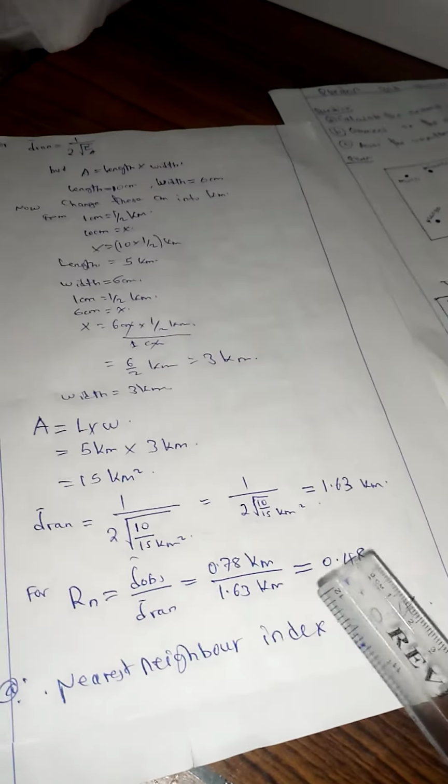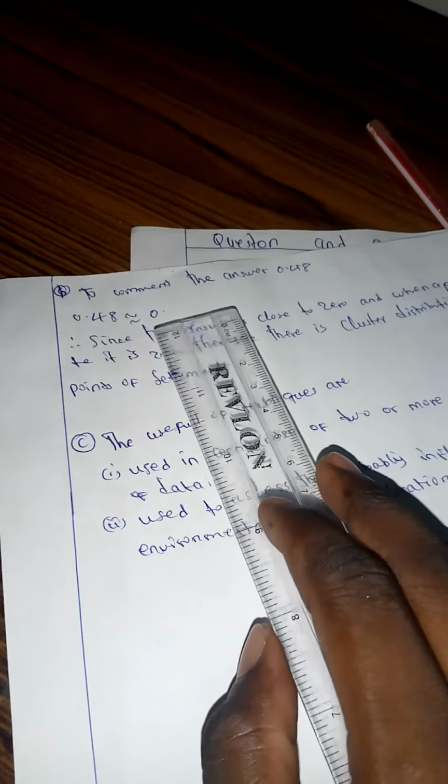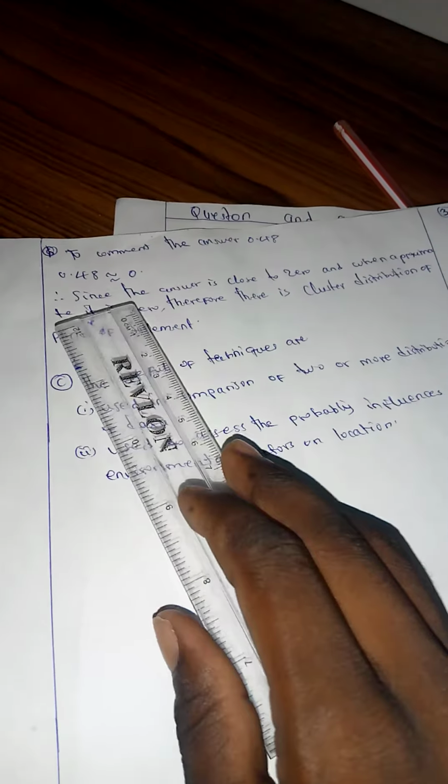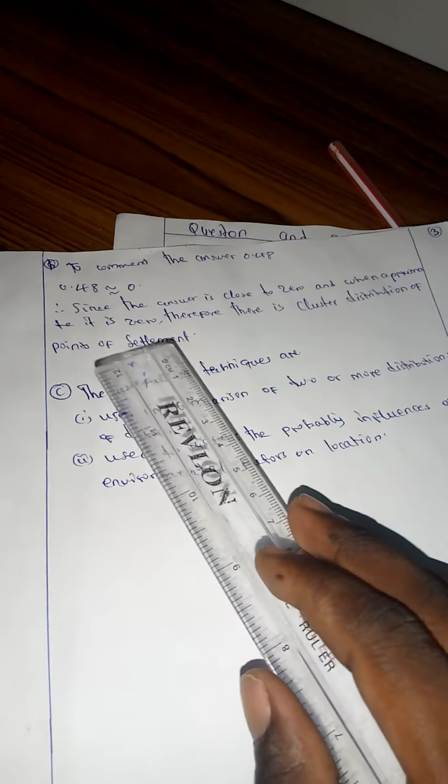Therefore nearest neighbor index will be 0.48. Now we continue. B. Now we are going to look for B. Question B, which is to comment on the answer. How to comment on the answer? To comment on the answer, 0.48 when approximated will be 0. This answer is close to 0, and when approximated it is 0, therefore there is a cluster distribution of point of settlement.